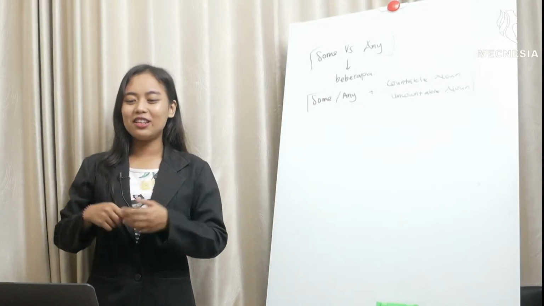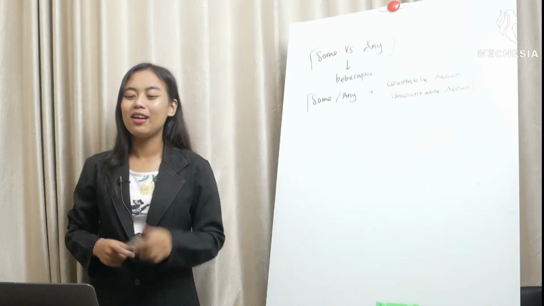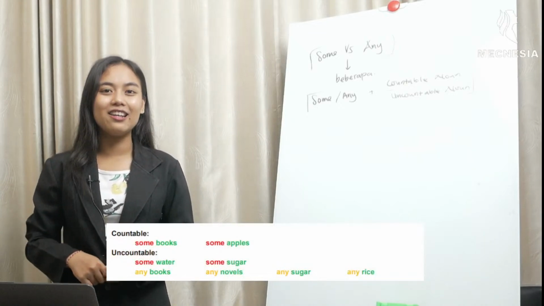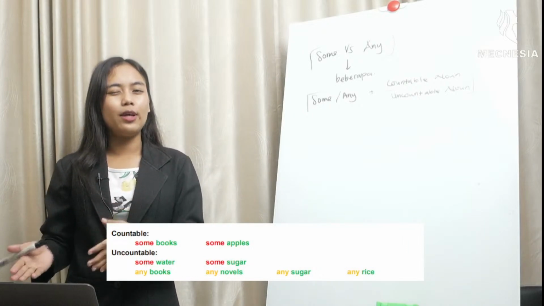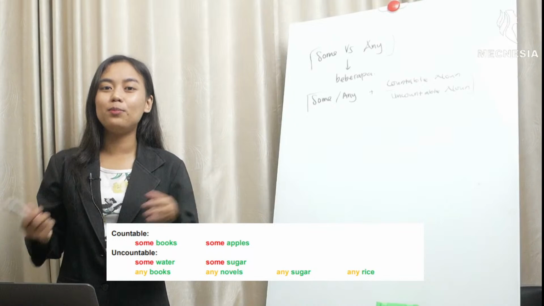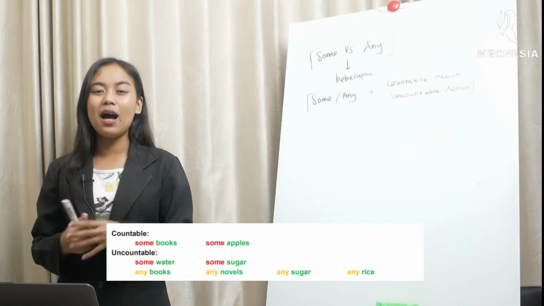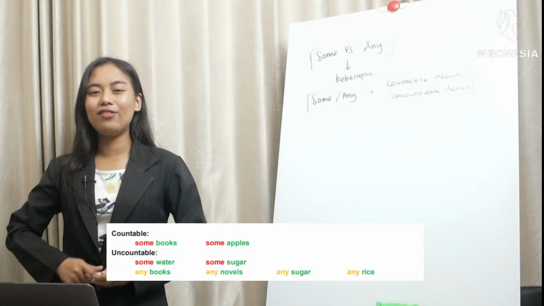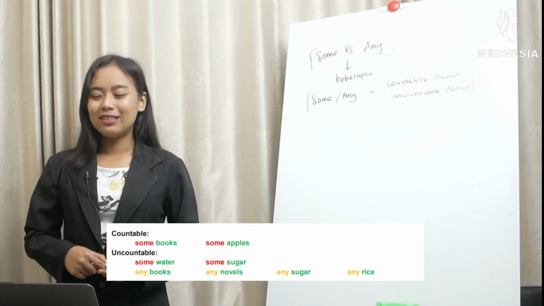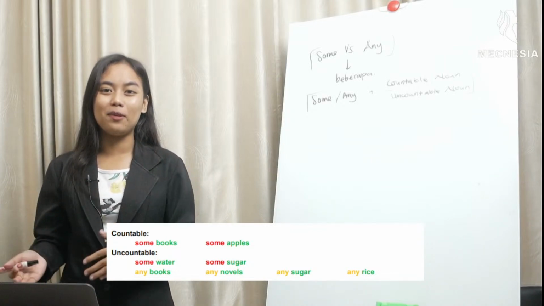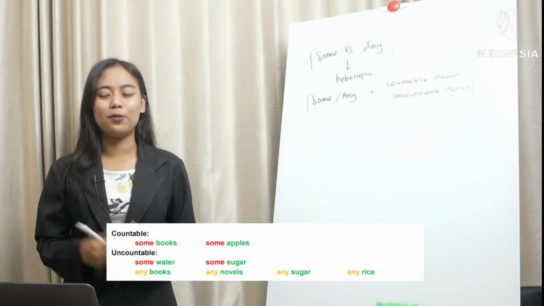Okay, now let's take a look at the examples. Mari kita perhatikan contoh penggunaan some and any dengan countable dan juga uncountable noun. You can see it on your screen. Kalian bisa perhatikan di layar kalian. First we have an example of using some with countable nouns. Some books. Let's say it with me. Some books. Beberapa buku. Next we have some apples. Some apples. Beberapa apel.